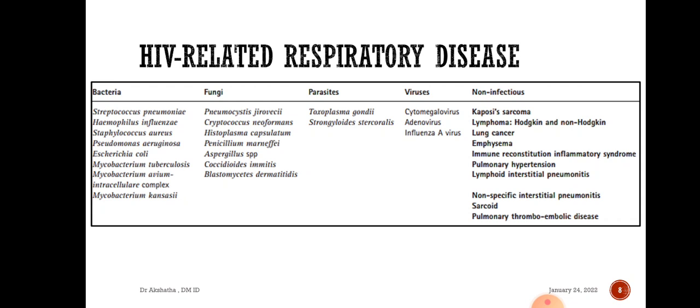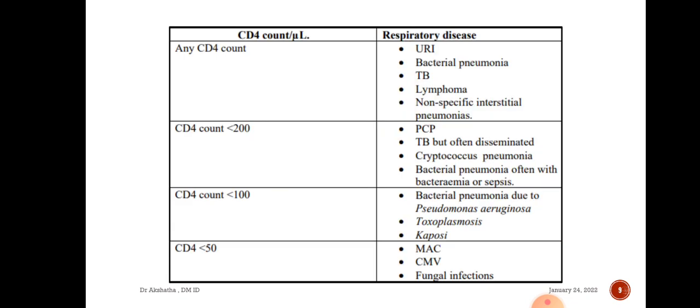Non-infectious causes also have to be kept in mind. It is not necessary that all are infections. So that could be Kaposi sarcoma, lymphoma, lung cancer. Again, as I mentioned, based on the CD4 count, your DDs can be narrowed down. When the CD4 count is less than 50, MAC, CMV and fungal infection you should keep in mind.